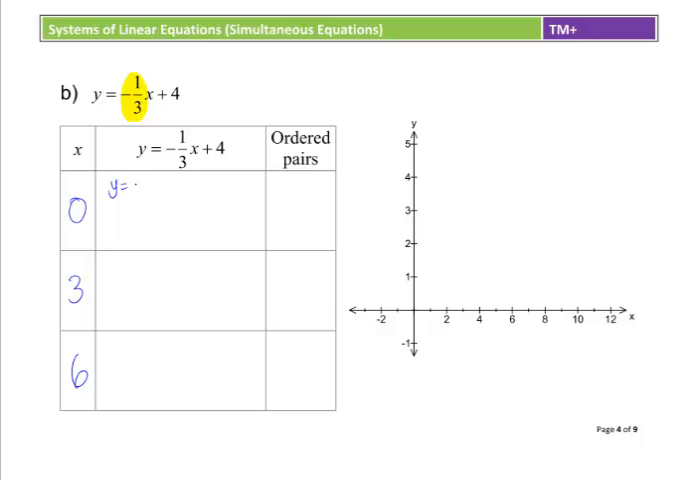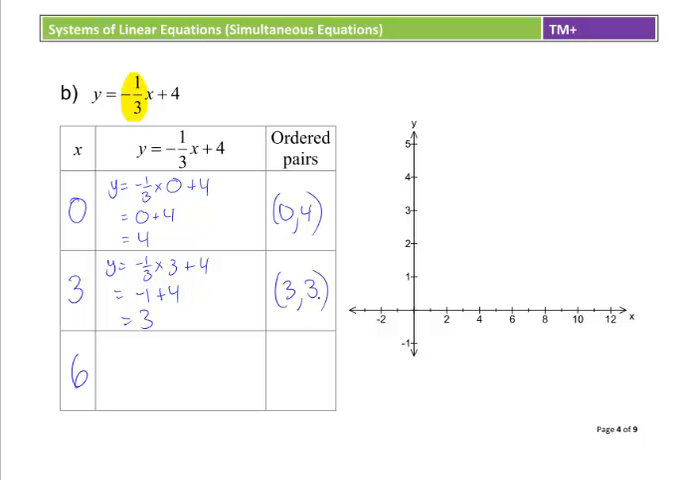So here we've got y equals negative a third times x, which is 0, plus 4. So that's 0 plus 4 is 4. So my first value is 0, 4. Next, y equals negative a third times 3 plus 4. Negative a third times 3 is negative 1 plus 4, which is 3. Now, if you're not very good at fractions, you can plug them on your calculator. Just remember, this 3 is like 3 over 1. 3 into 3 is 1. 3 into 3 is 1. So you've got negative 1 times 1 is negative 1.